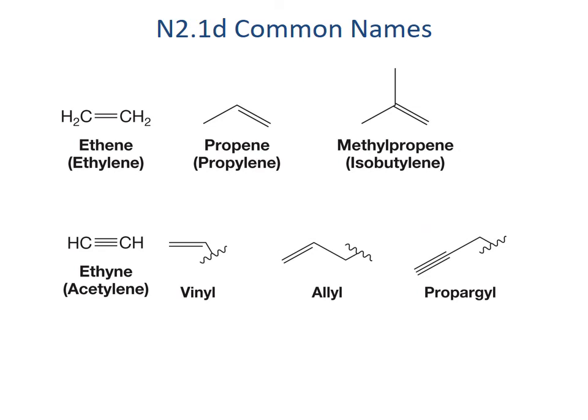There are some alkenes that have common names that are used ubiquitously. The 4 names given should be memorized. There are also alkene side chains that have common names. Know vinyl and allyl, since they come up a lot. Don't worry about propargyl.